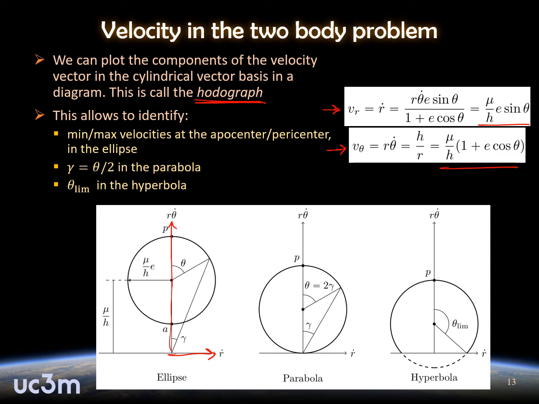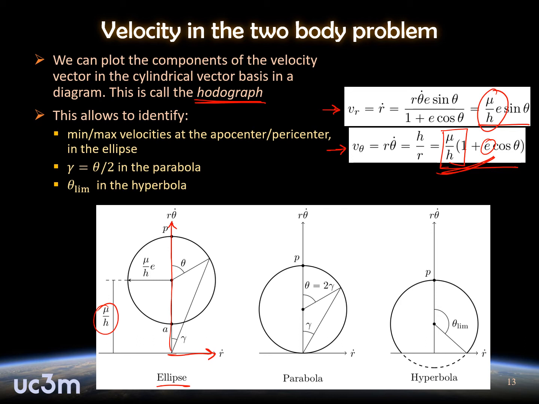And the result that we get is a circle with an origin that is displaced from the origin. The displacement of the origin is in the direction of v theta, and you can see that it's just this constant value. For example, in the first diagram, which corresponds to the case of an ellipse, you have the circle with the center positioned there. The radius of the circle corresponds then to mu over h times e, which is also the value that you get over here after multiplying.